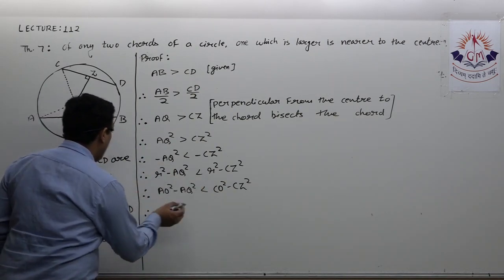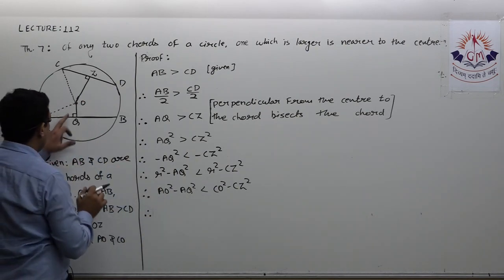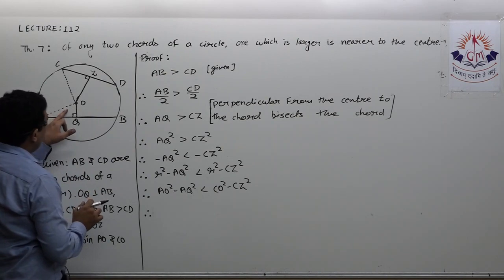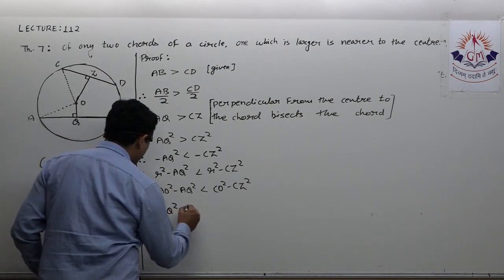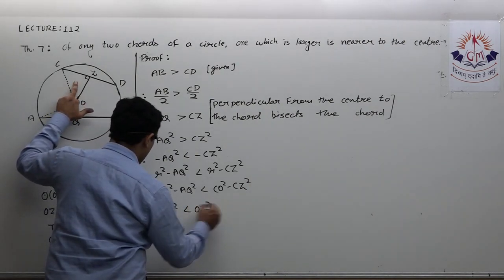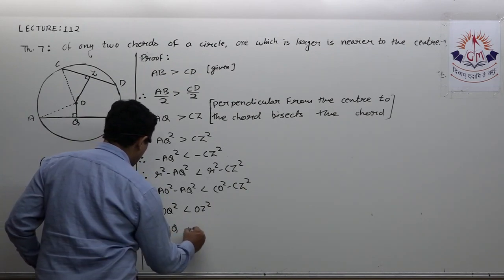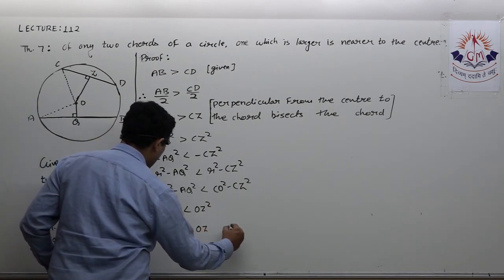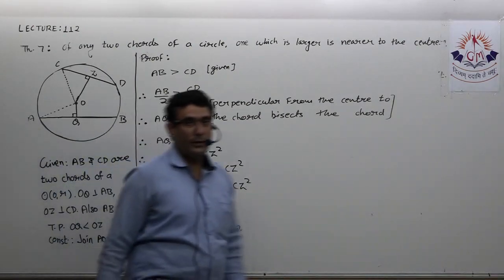Because now if I apply the Pythagoras theorem in this triangle AOQ, definitely you can see AO square minus AQ square is equal to OQ square, less than, and over here it will become OZ square, and hence I can say OQ is less than OZ, hence proved. I hope this is clear to you.